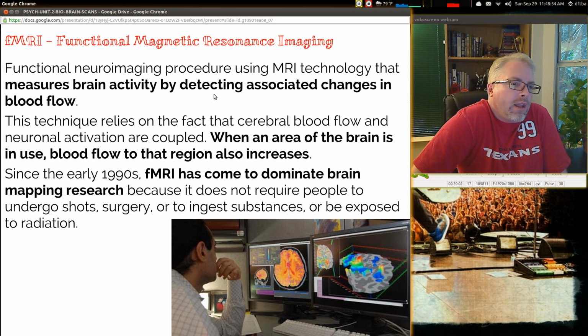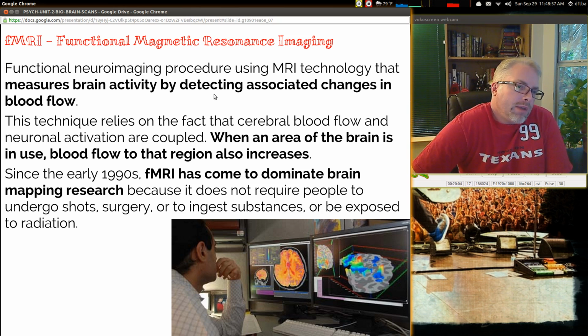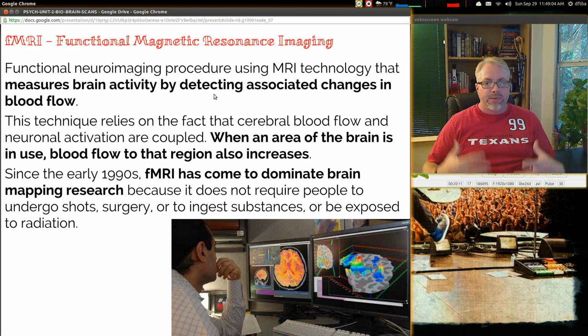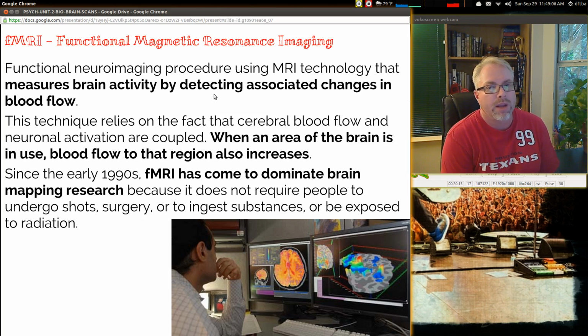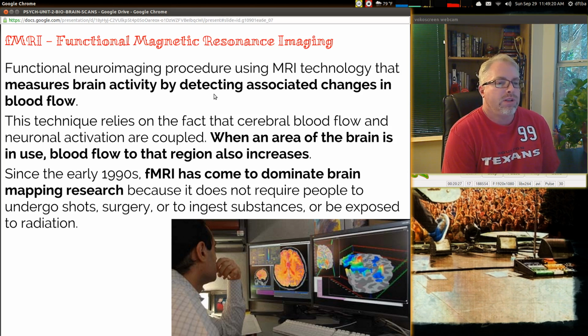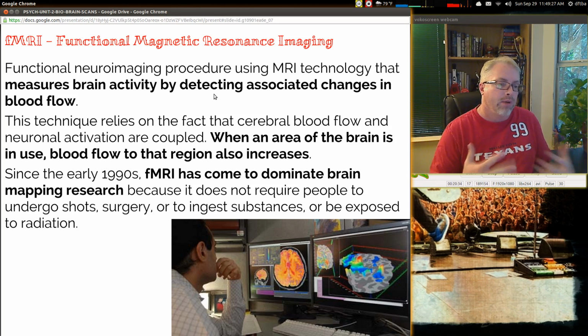looks like currently. But with the fMRI, you can measure brain activity by detecting associated changes in the blood flow. And this is very important because the area of the brain that's going to be in use, that the person is calling upon to understand or to compute in their brain what they need to do, whether it's verbal, whether it's just their consciousness or imagination or whatever, when an area of the brain is in use, blood flow to that region will increase. And since the early 1990s, the fMRI has come to dominate brain mapping research.